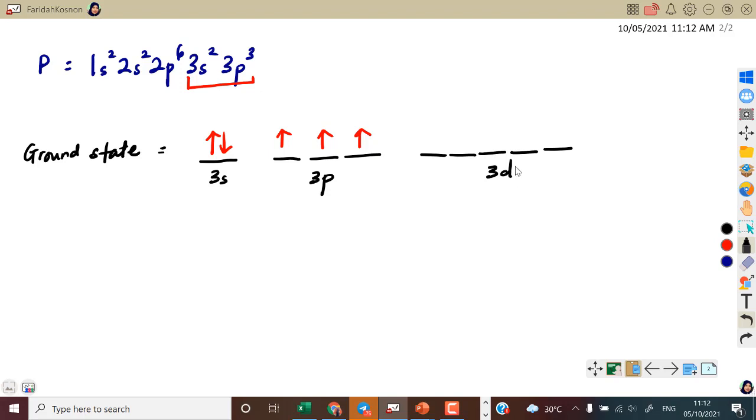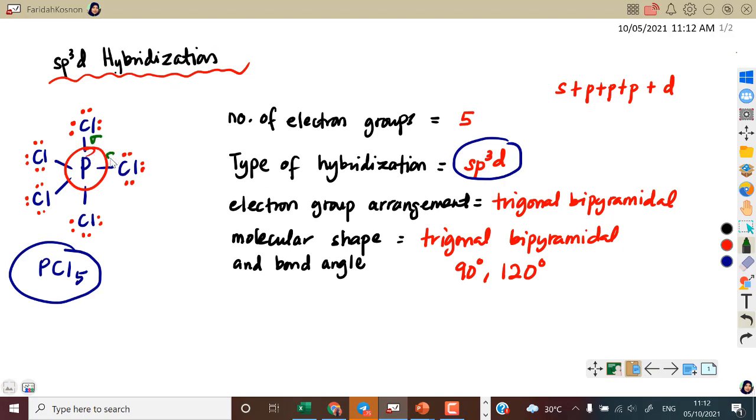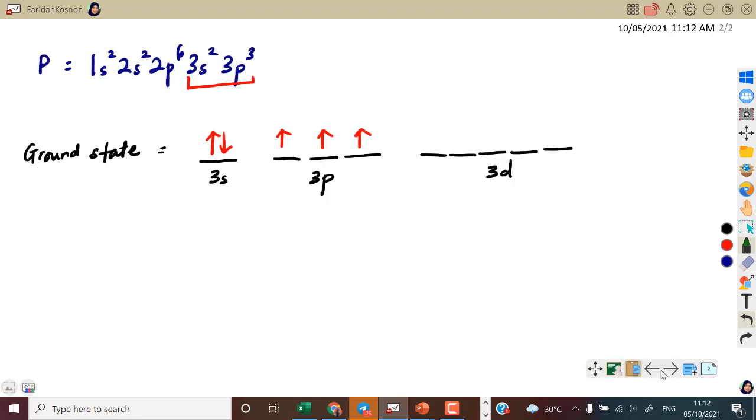Jadinya sekarang kalau you refer kepada Lewis structure or the molecular shape yang saya dah lukis tadi, there are 1, 2, 3, 4, 5 sigma bonds. Jadi kita nak tunjukkan how the sigma bonds form. In order to form 5 sigma bonds, phosphorus needs 5 unpaired electrons. Jadi kalau kita lihat kepada ground state, there are only 3 unpaired electrons.